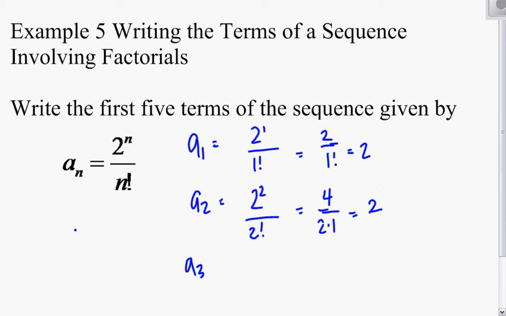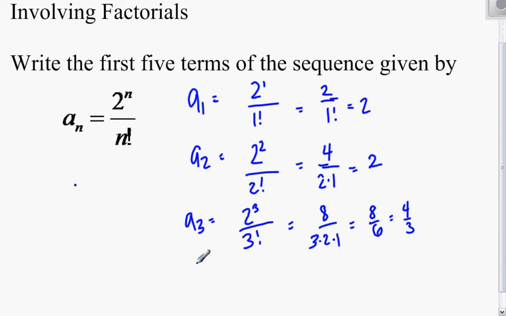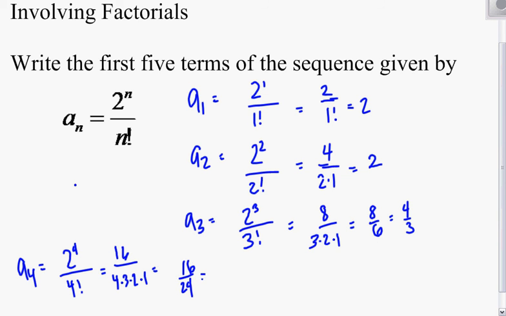Okay, a sub 3, I have 2 to the third power over 3 factorial. Well, that's 8 over 3 times 2 times 1. So 8 over 6, simplified to 4 thirds. We have a sub 4 equals 2 to the fourth power over 4 factorial. 2 to the fourth is 16. 4 factorial is 4 times 3 times 2 times 1, which is 24. So 16 over 24. You can divide both by 8, and you get 2 over 3.